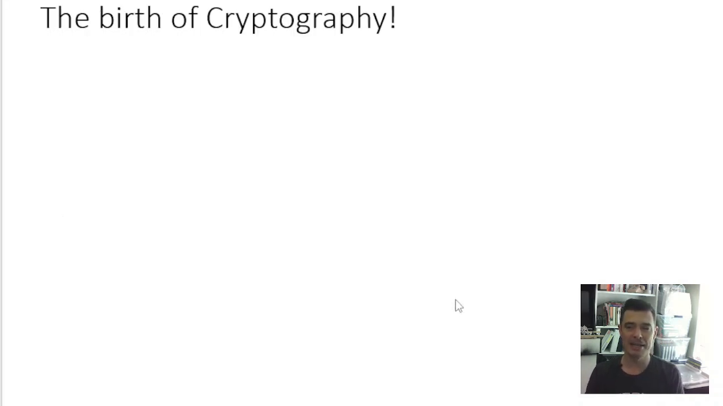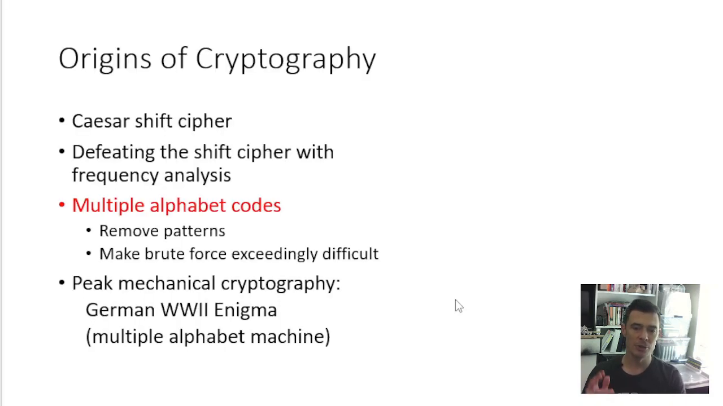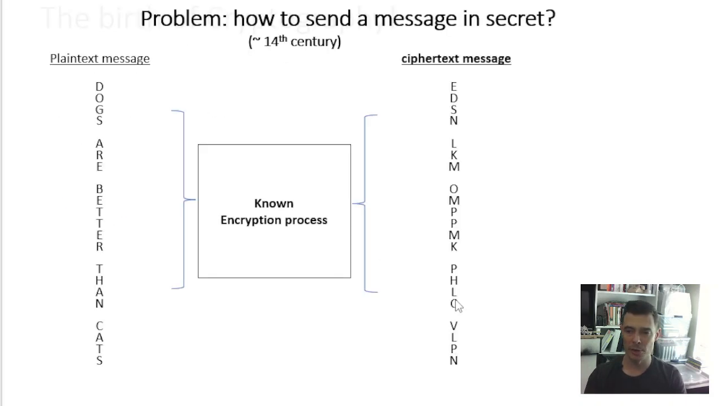And this idea is where cryptography all started, and which is now our third topic, multiple alphabet codes. It was 800 years ago. We had cryptographers now begin to study this question: how can I secretly send a message?